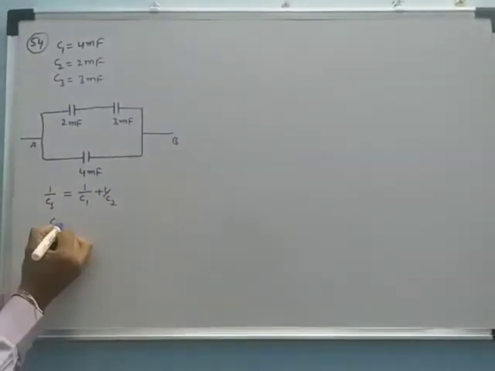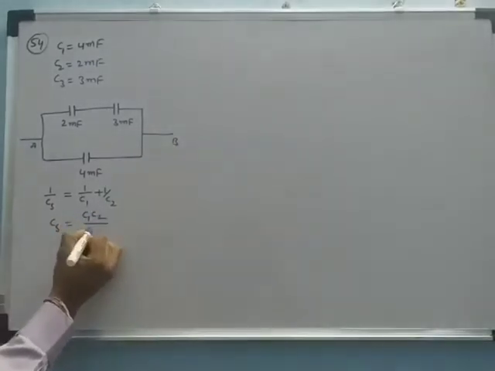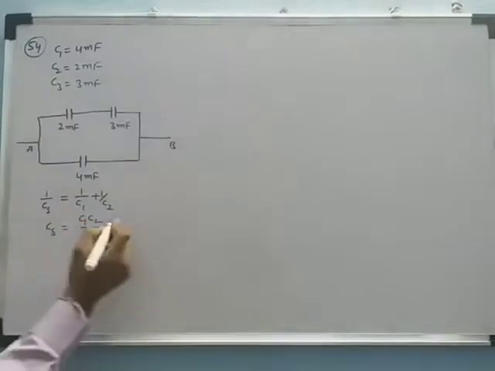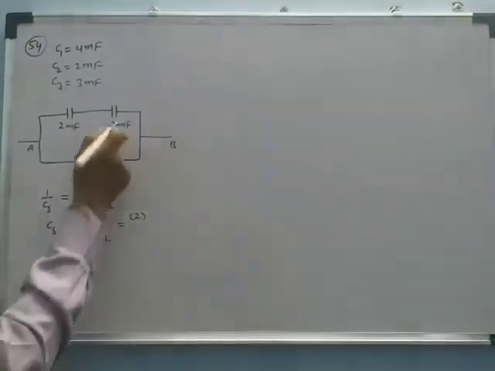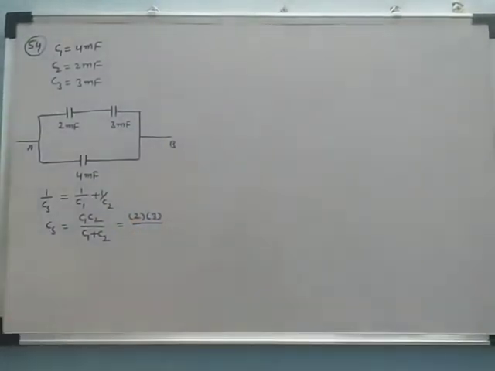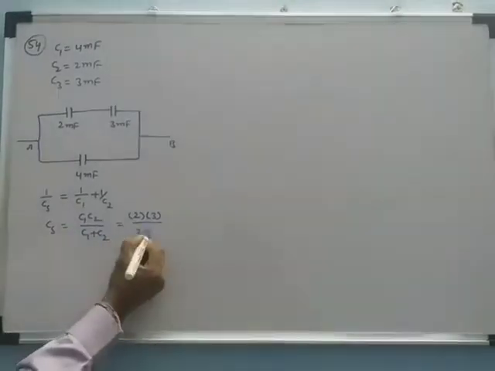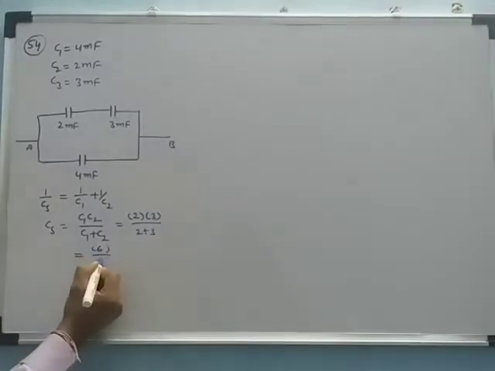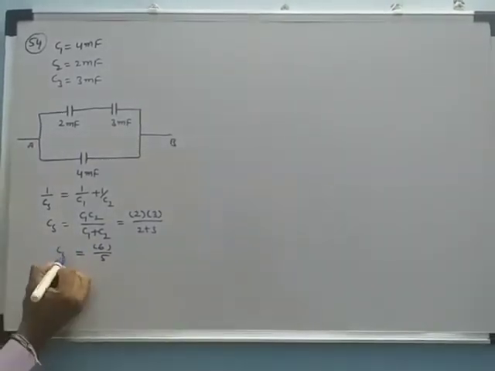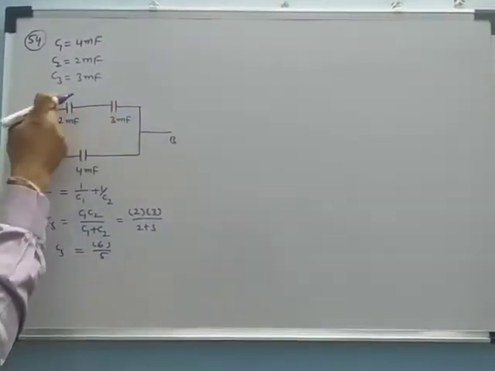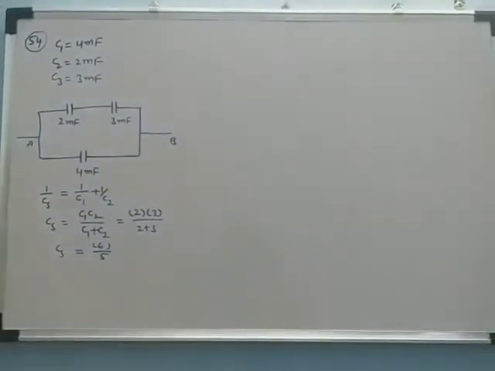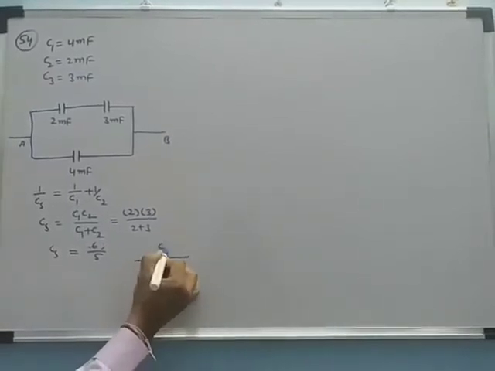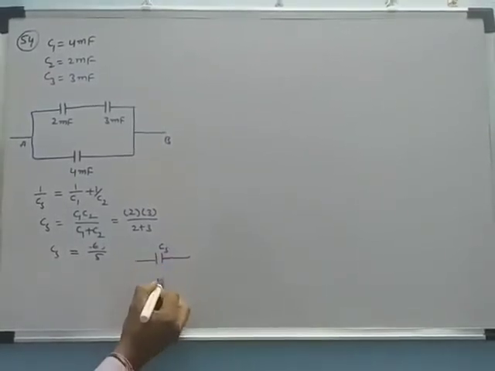Then Cs is equal to C1 C2 by C1 plus C2. Now here C1 is 2 and C2 is 3, so 2 into 3, 6, by 2 plus 3, which is 5. So Cs is 6 by 5. Now this total combination gives a capacity of 6 by 5, this is the Cs, and it is connected in parallel.